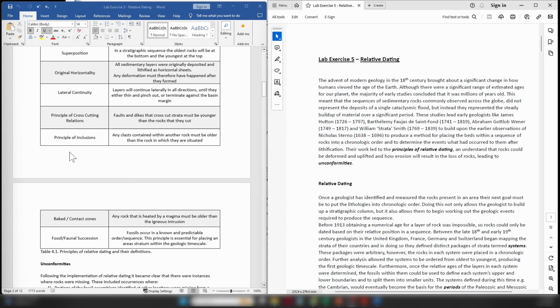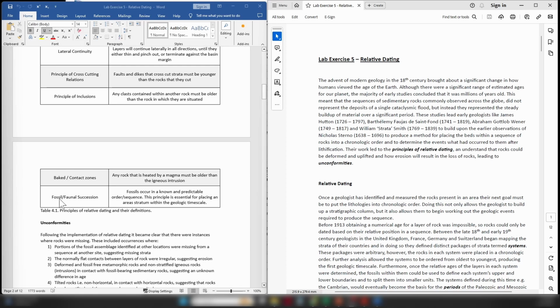So then we have the principle of inclusions. That simply says that if you have a rock that contains inclusions of another rock, that can be in the form of clasts if it's a sedimentary rock, or in the form of xenoliths if it's an igneous rock, then these clasts or xenoliths must be older than the rock in which they are contained.